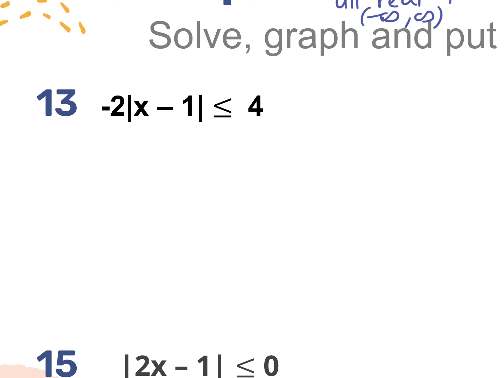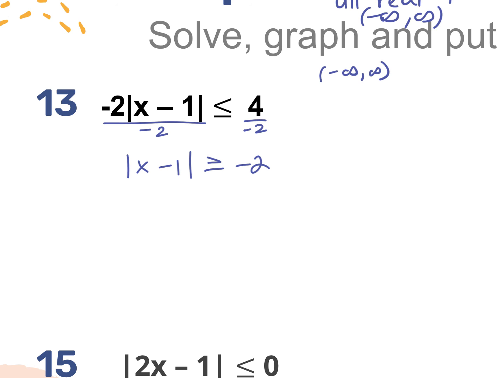So like look at 13. Divide both sides by -2. And I get absolute value of x minus 1 is now greater than or equal to -2. Now based on what we just said, what's true about this? This is all real numbers, right? Everything out of absolute value would be greater than or equal to -2.